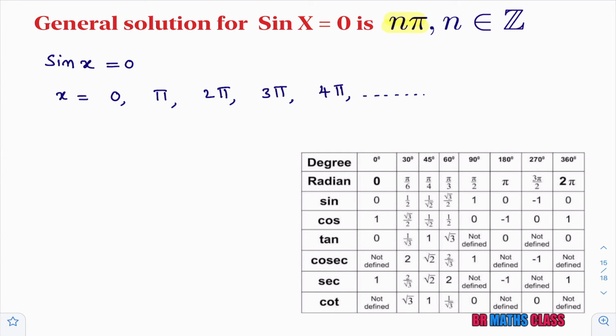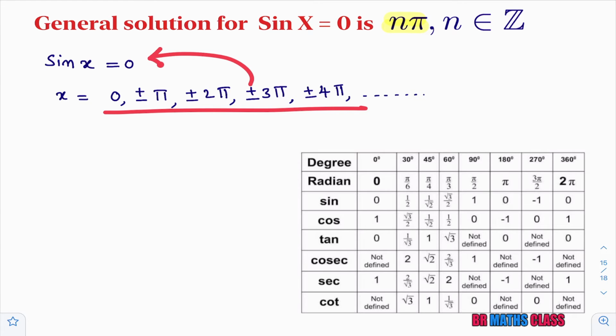So here what I am trying to say, pi is a solution of this trigonometric equation. At the same time, minus pi is also. So plus pi is a solution of this trigonometric equation. Minus pi is also a solution of this trigonometric equation. Not only that, 2 pi is a solution of this trigonometric equation. Minus 2 pi, sin of minus 2 pi is also 0. So like that, these are all the solutions of the trigonometric equation sin x equal to 0.